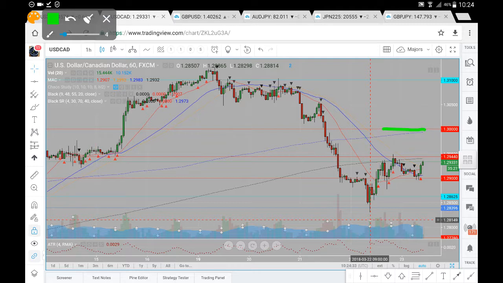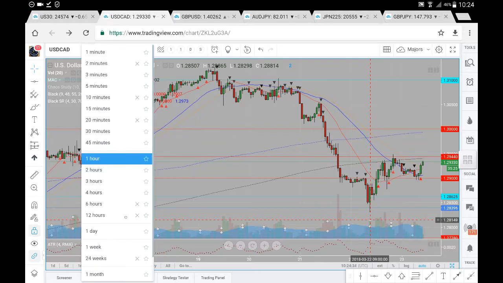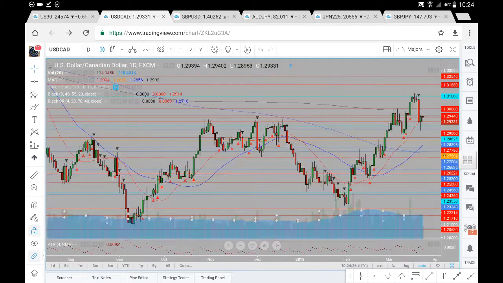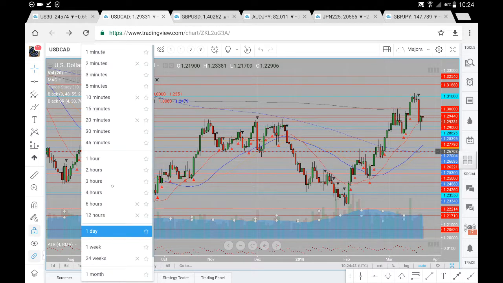130 has been significant, as it is an area where we do have the 400 period moving average on the daily chart, and it's still there, the 400 period moving average on the daily chart. So we do have to be aware of that.